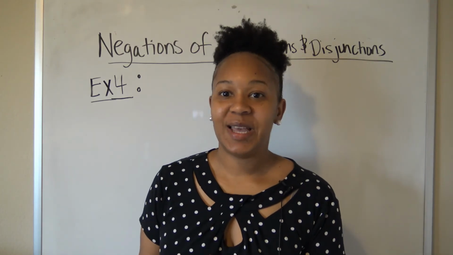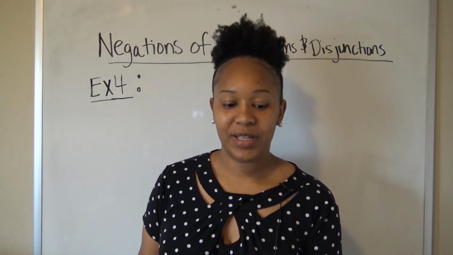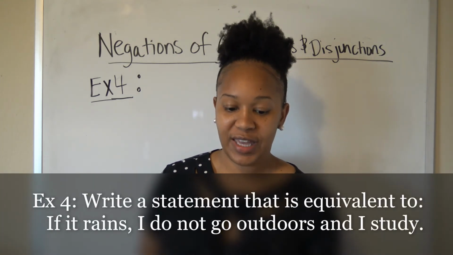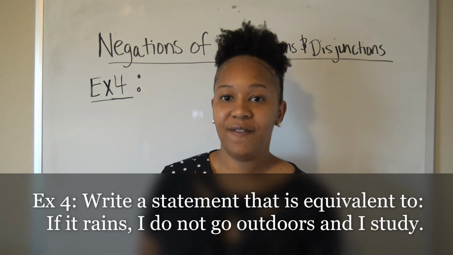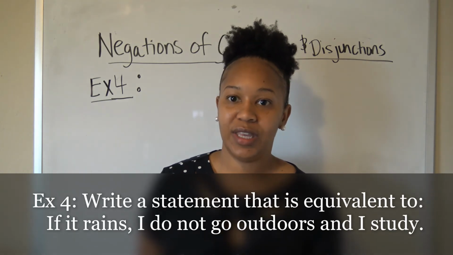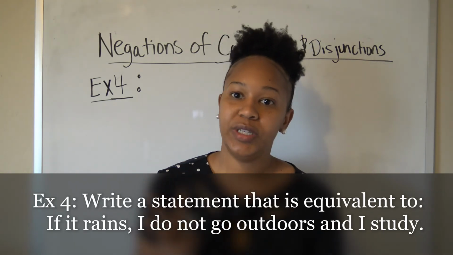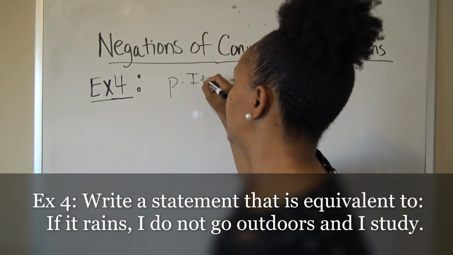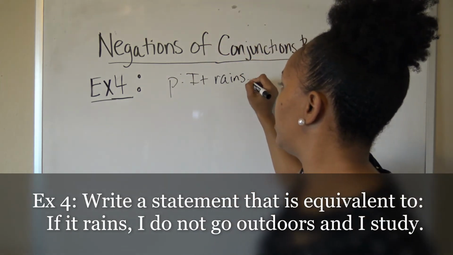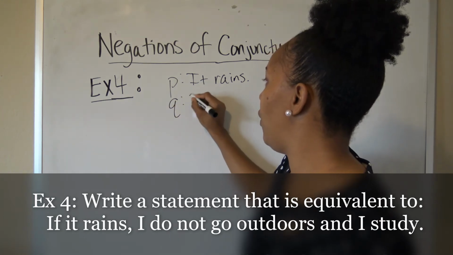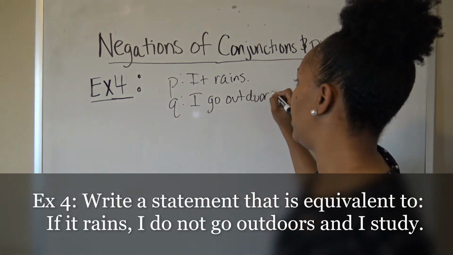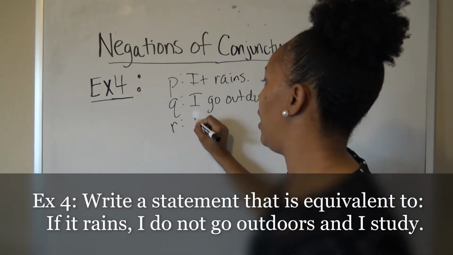For this last example, we want to write an equivalent statement to, if it rains, I do not go outdoors and I study. Okay, if it rains, I do not go outdoors and I study. So this one actually has 3 statements. The first statement is, it rains. The second statement is, I go outdoors. And the third statement is, I study.